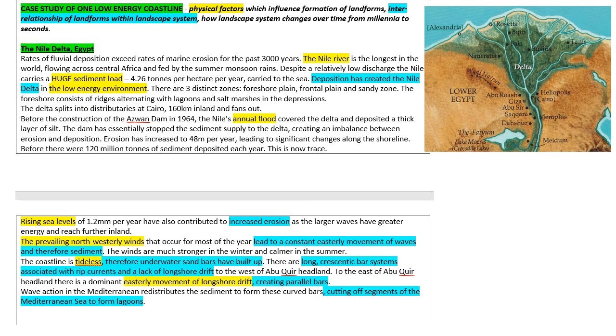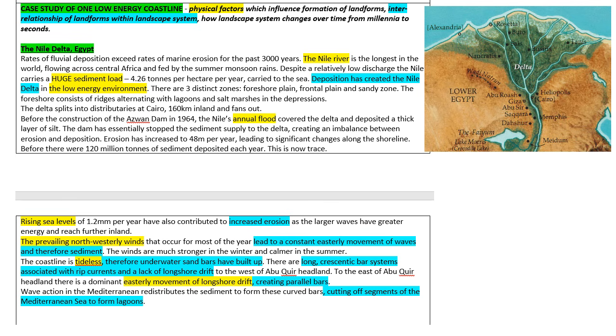Now, the humans have built the Aswan Dam in 1964 in order to control the flow of water. But the dam has effectively stopped the sediment supply to the delta. It stopped the sediment being fed in to continue to build up the delta. As a result, erosion has increased to 48 metres per year, leading to significant changes along the shoreline. Before, 120 million tonnes of sediment was deposited every year. Now it is trace.